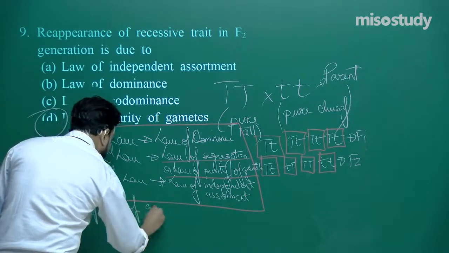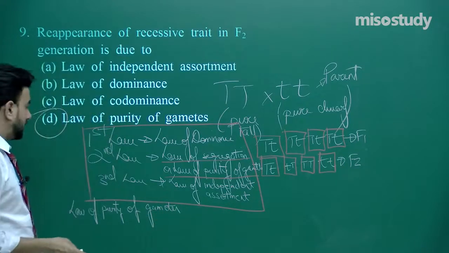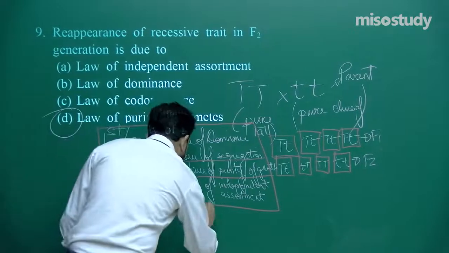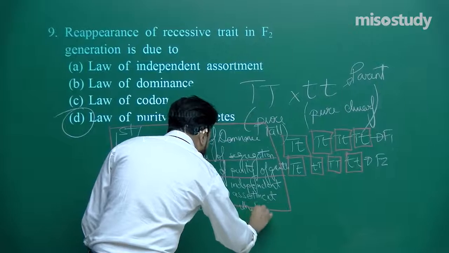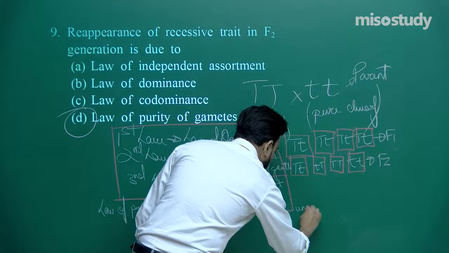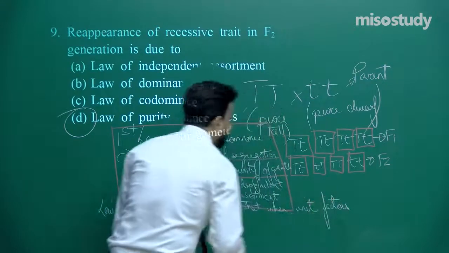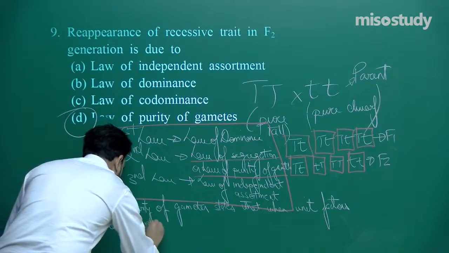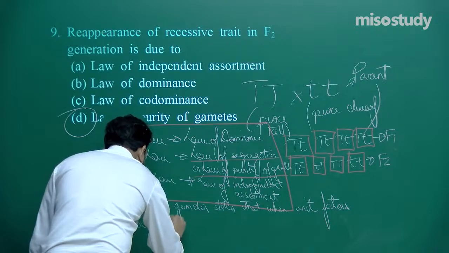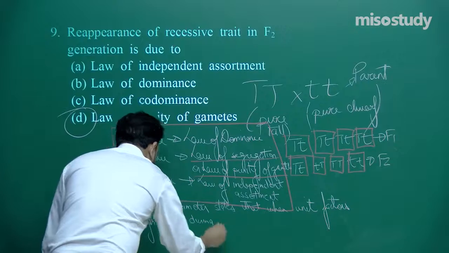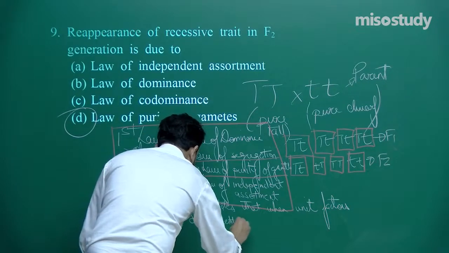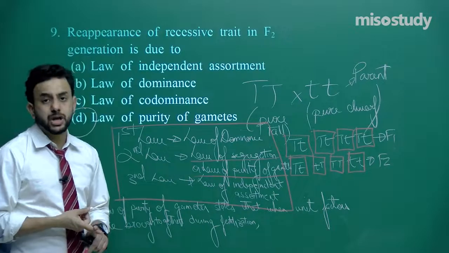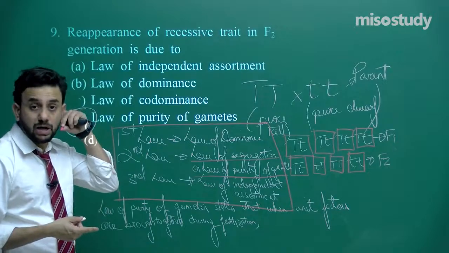states that when unit factors are brought together at the time of fusion or fertilization of the gametes, these unit factors do not mix or blend with each other, and each carries its own significance and its own trait. This is called the law of the purity of gametes.